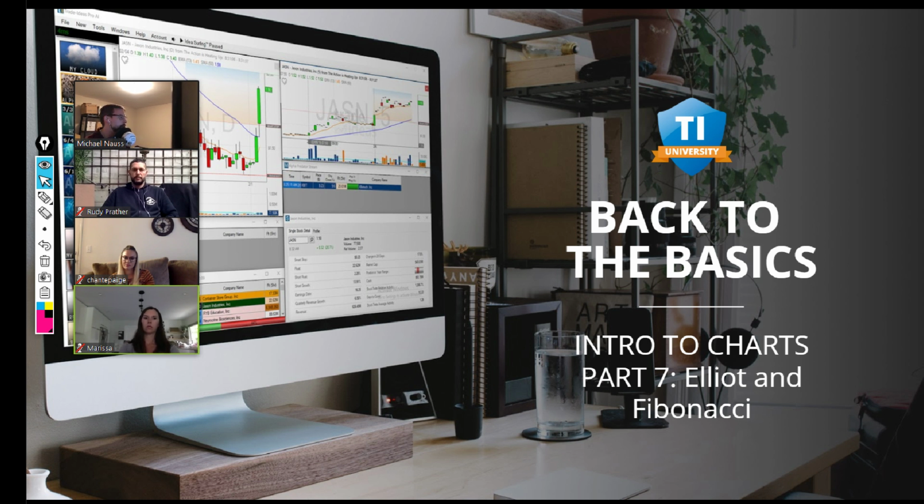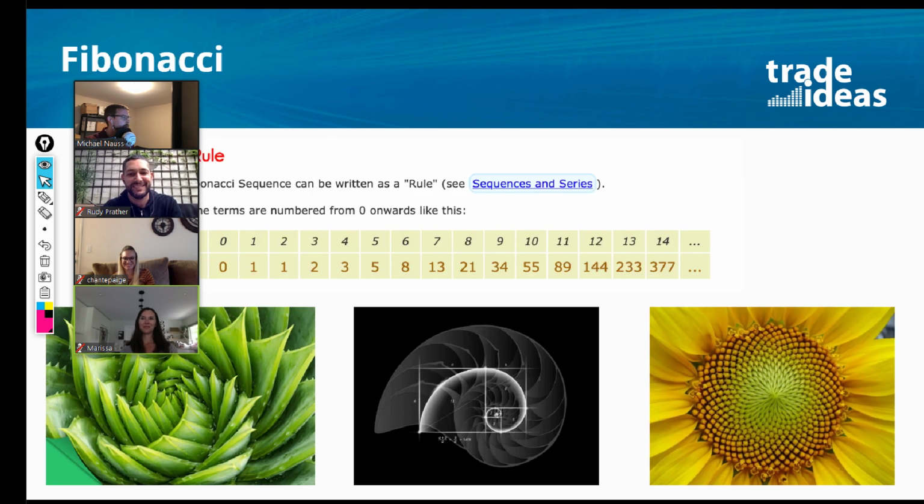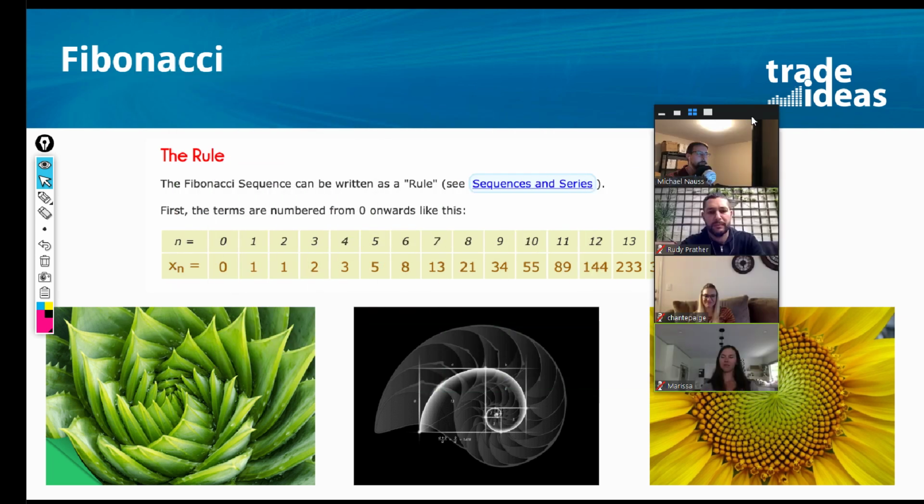So let's go into what we did last week, where the theme was technical indicators. We talked about moving averages, RSI, and MACD, your standard technical indicators. Did anybody have any questions from last week before we move on? Bueller? No? Okay, perfect. This is going to be split into two, so we're going to go first into Fibonacci retracement.